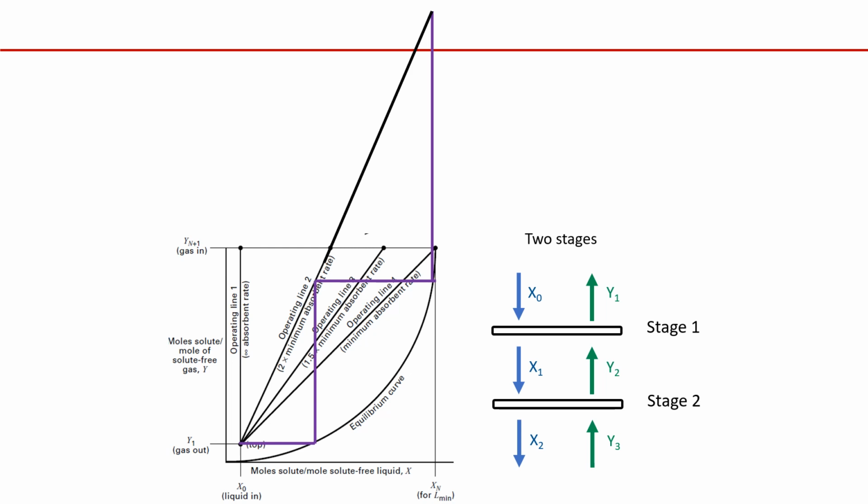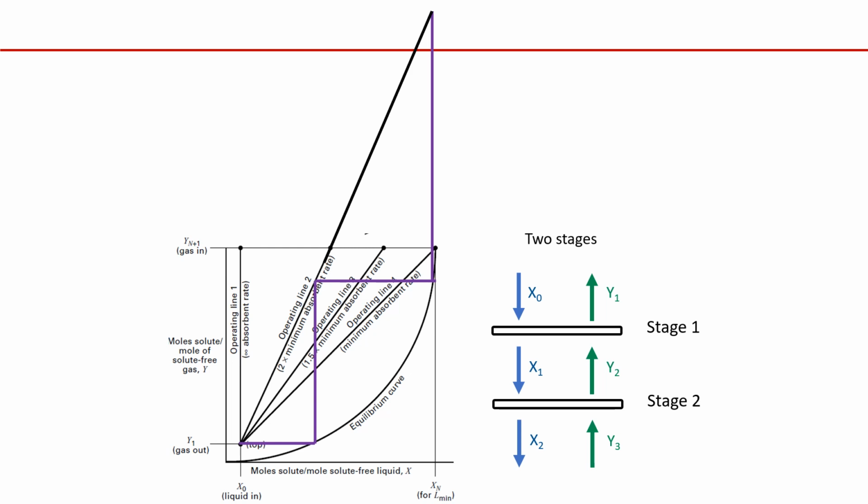Now in this case, as you can see, I have to extend the operation line outside this figure so that I can find where this vertical line crosses the operation line. At that point, that point will have a y composition much higher than this. So that means with 2 stages, we can achieve the desired separation outcome.